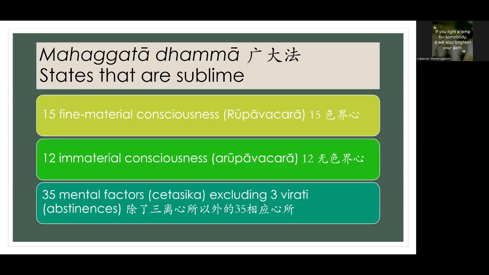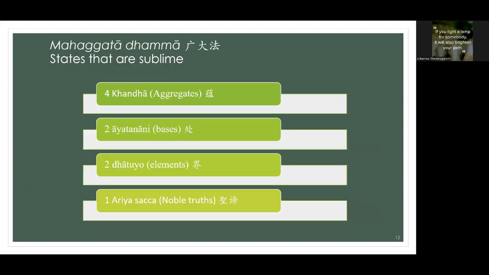Now we come to Mahaggatā Dhamma, states that are sublime. Now here, everything we get are either rupavachara or arupavachara. So here, under this, we get 15 rupavachara chitta, 12 arupavachara chitta, and 35 cetasika. Now, as you will notice, we have less khandha, āyatana, dhātu, and sacca. So the principal reason is that there are no rupa here. So we get 4 aggregates, we get 2 āyatana, 2 dhātu, and only 1 ariya sacca.